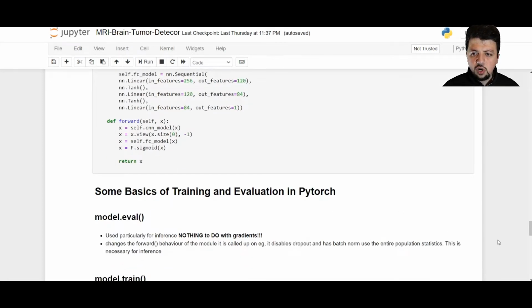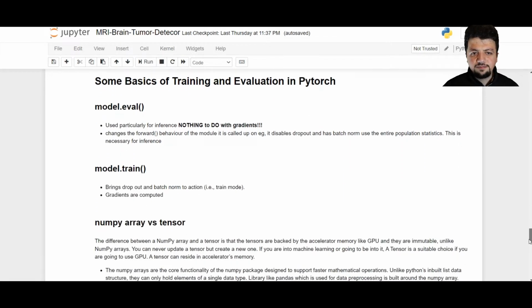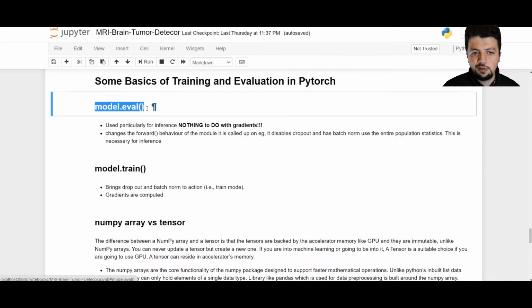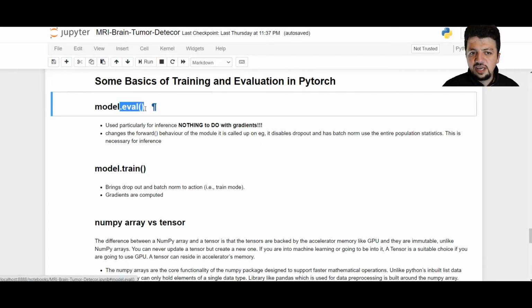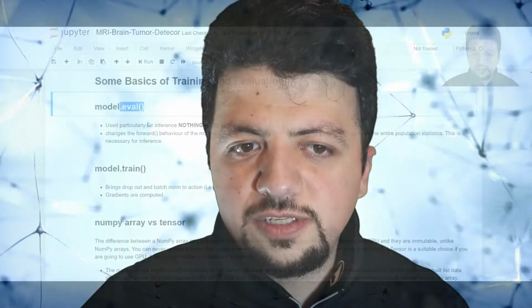Number one is called model.eval, right? So you will see me using this many, many times. So model is basically your neural network. And sometimes we actually use the command .eval, like it has a functionality underneath its class that's called eval. Now, what does it do?